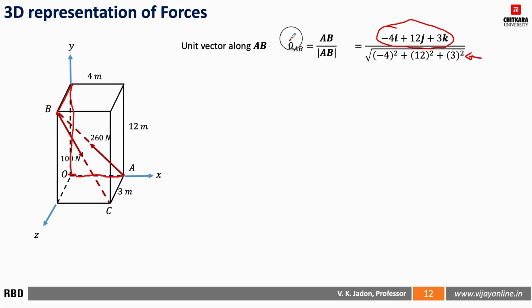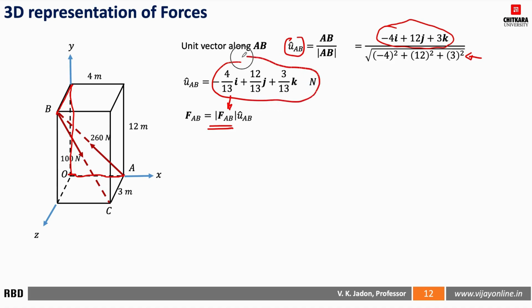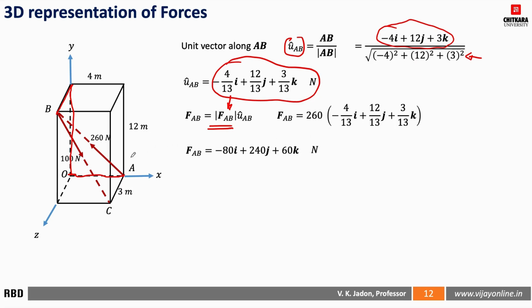Once we know the unit vector is given by this value, we can find the force AB, which is given as 260 Newton, multiplied by this unit vector. That will represent the force F, that is 260 Newton in 3D. So this is the force that FAB is representing in vector form.